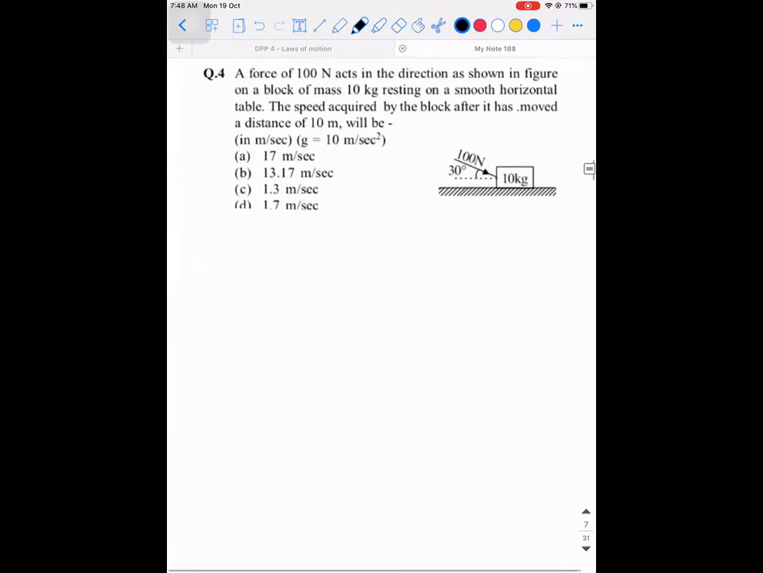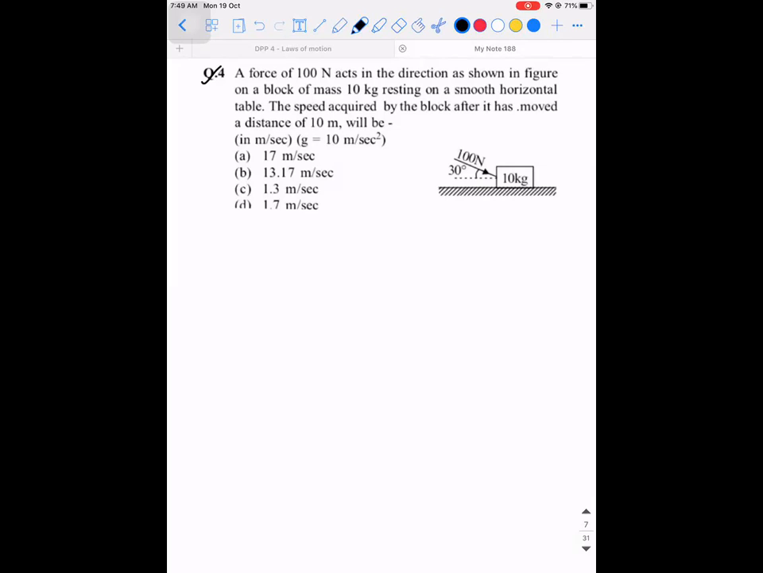So next is very simple. You can do it in 1 minute. Please do it fast. There is a force of 100 Newton that acts in the direction as shown in the figure on a block of mass 10 kilogram resting on a smooth horizontal surface. So it's a pushing force. The speed acquired by the block after it has moved a distance of 10 meters will be. So if you observe, this is a combination of Newton's laws of motion and kinematics.